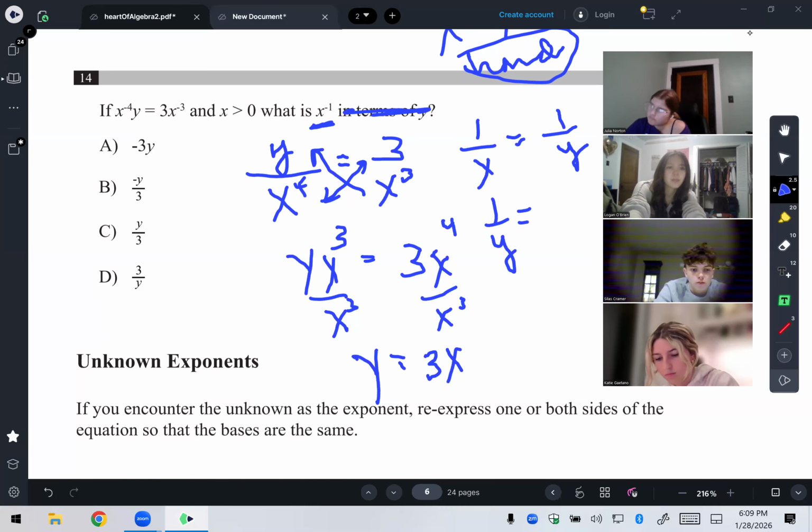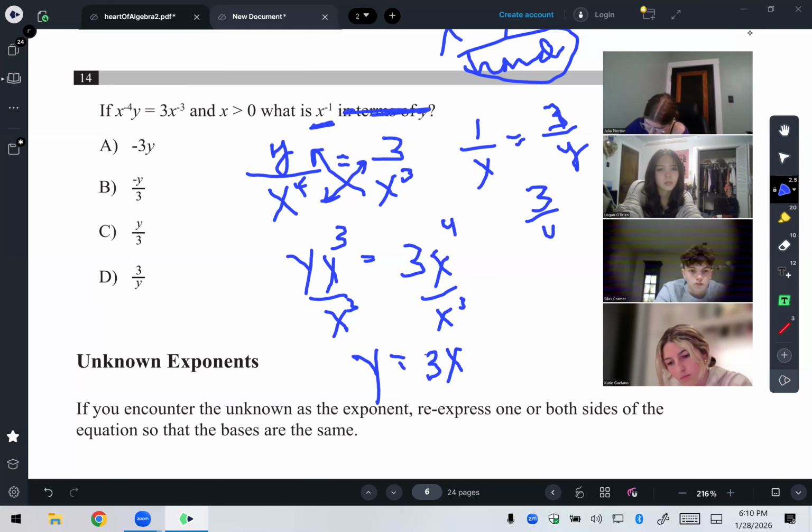You lost a 3 somewhere. It's right here. Yeah, but up here you don't have a 3. Oh, it's in a 3. Okay. 1 over x is 3 over y. So that's our answer, 3 over y. Since that was very hard, especially that last step.